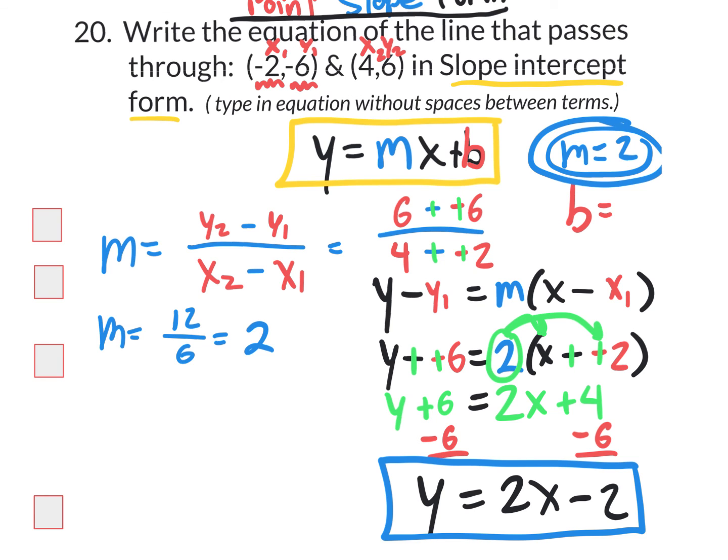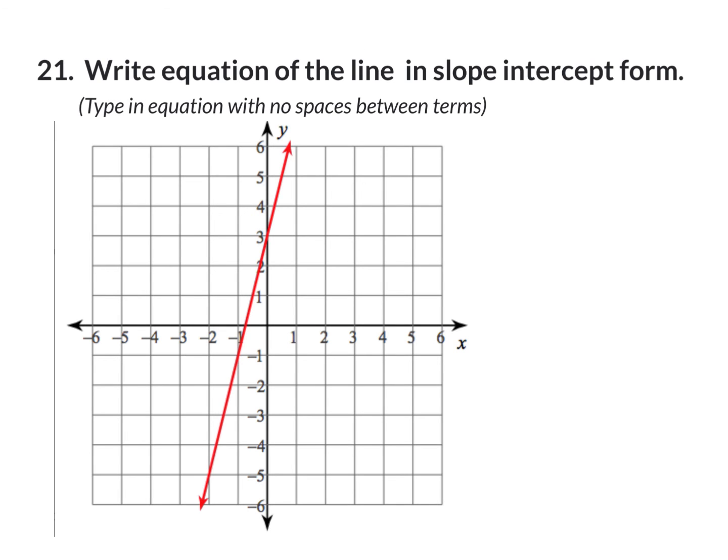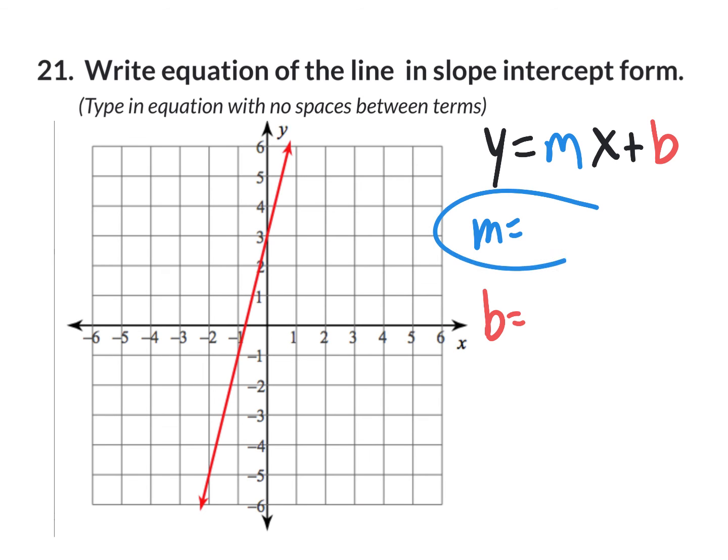Let's move on. This one says write the equation of the line in slope-intercept form. Once again, slope-intercept form is y equals mx plus b. And the m I always do in blue, the b I always do in red. So we need an m and a b. You're going to love this one. This is one of the easiest ones to do because in order to find the m, all you got to do is count rise over run.